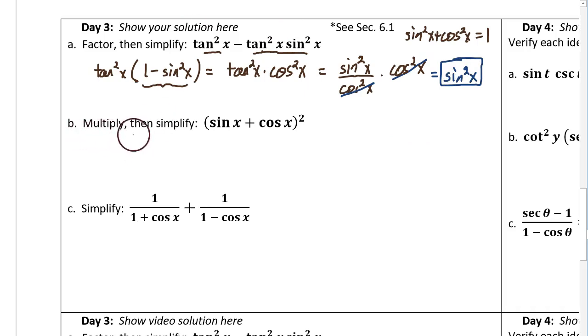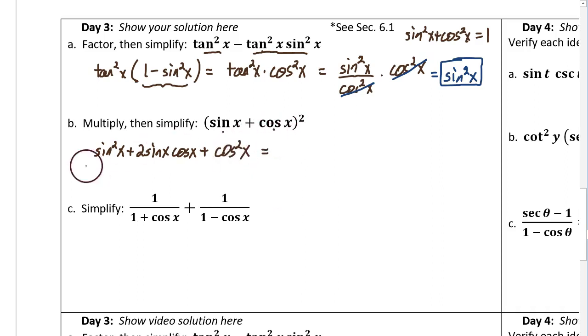Question B, let's multiply this out. This is a binomial and it's being squared. Let's apply the algebra technique for doing that. You take the first term and you square it. So that's sine squared x plus, now you double the product of the two terms. So that would be 2 sine x cosine x. And then plus, and now you take that last term and you square it. So that's cosine squared x.